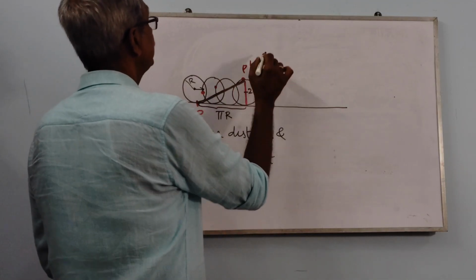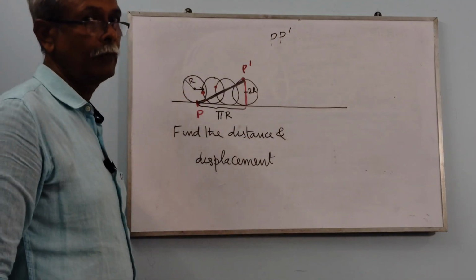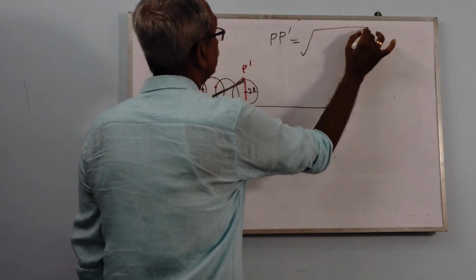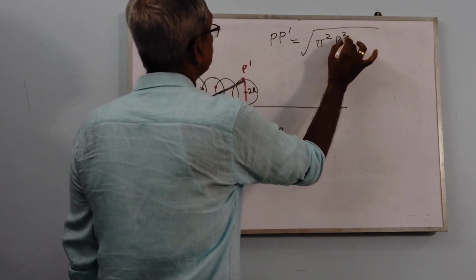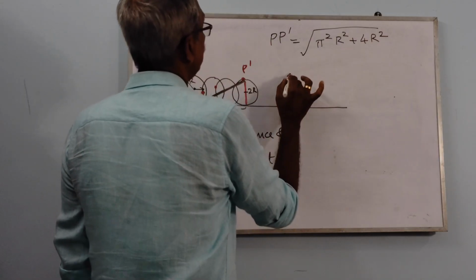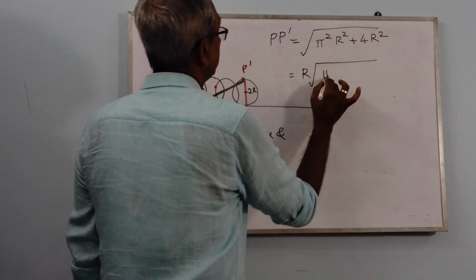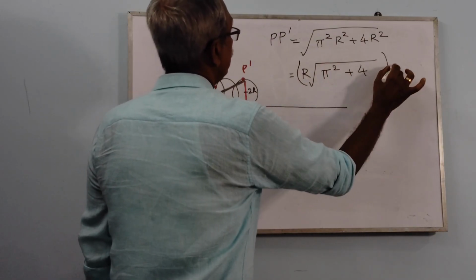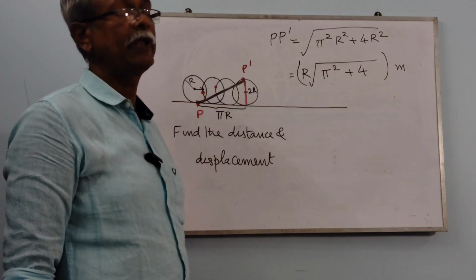So, this distance P, displacement P prime, will be equal to square root of pi square r square plus 4 r square. We can take r square outside the root sign, r root of pi square plus 4 meter. If you are given the value of r, you can substitute and calculate the displacement.